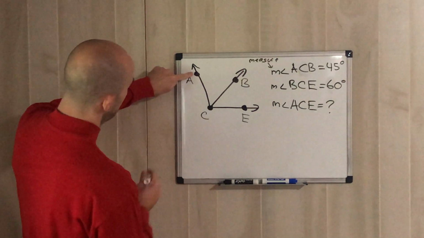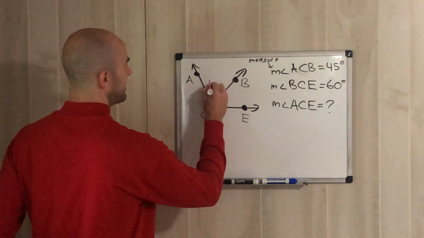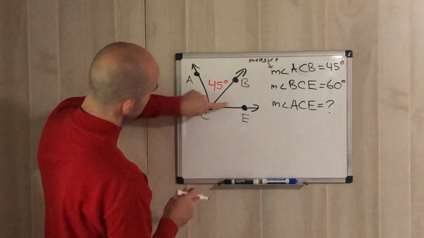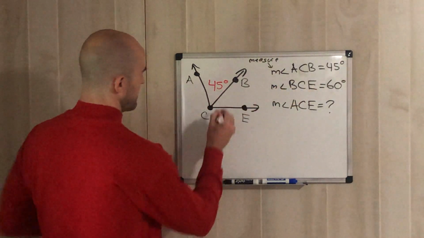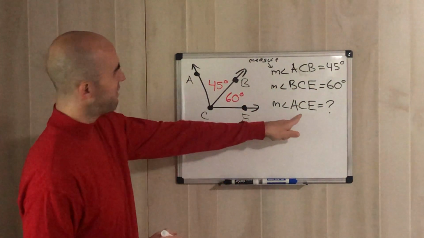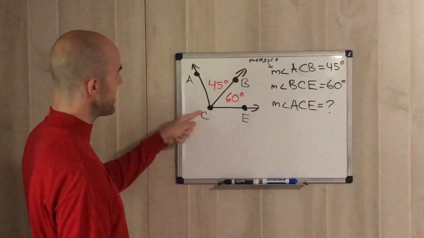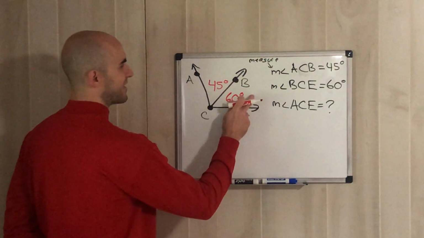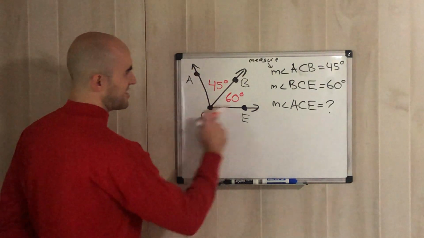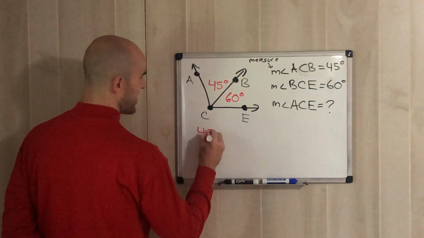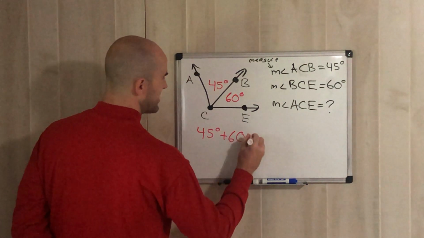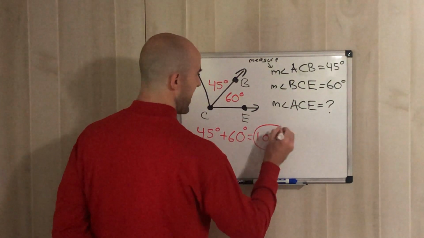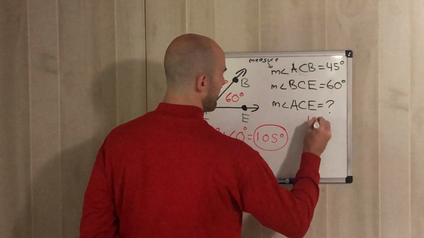So angle ACB, we know that this angle is 45 degrees, right? We know that angle BCE, this angle here, is 60. So now if we're trying to find ACE, what we know is ACE represents the whole angle, right? So if we know that that's 45, and that's 60, we want to find the whole angle, ACE. If you're trying to find the whole angle, you always add. Whenever you're trying to find the whole thing, always add, which ends up giving us 105 degrees. And that's our answer. We know that ACE is going to end up being 105 degrees.